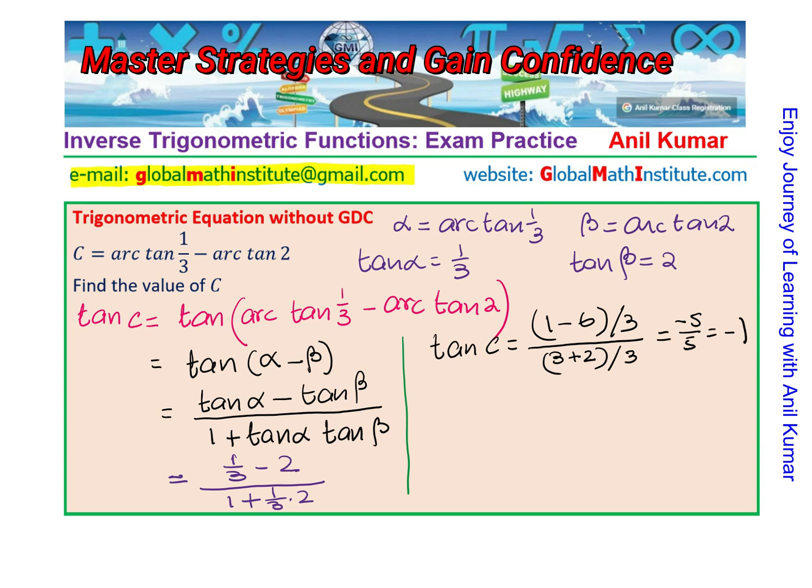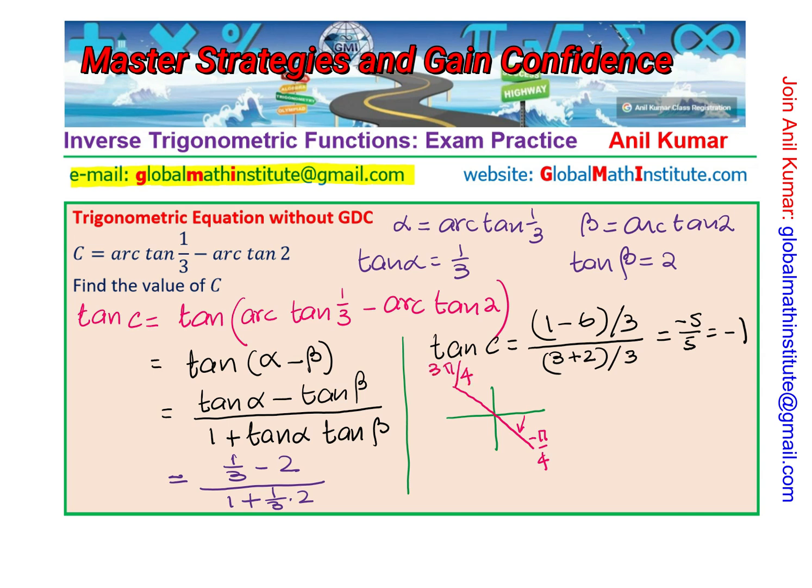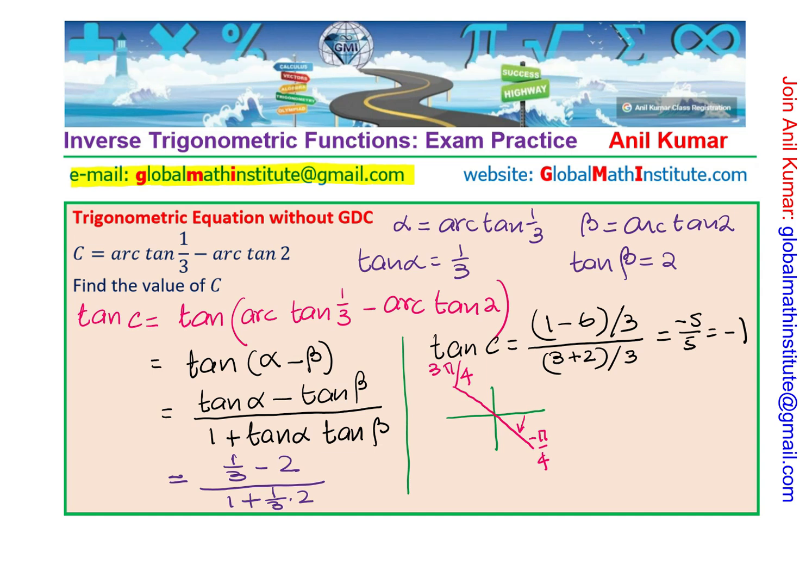Now you know tan C is minus 1, so we could have solutions either in quadrant 2 or in 4. So you can have this as minus pi by 4, or you can have 3 pi by 4. So the problem here is to understand which is the right answer.